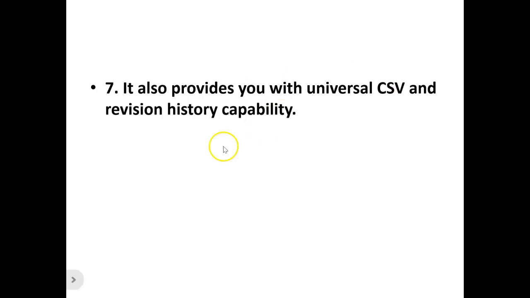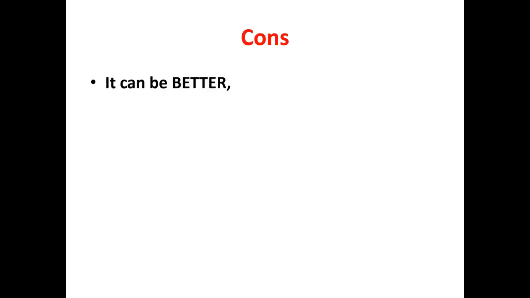Number 7, it also provides you with universal CSV and revision history capability. That is, On2Air allows you to access your data in a universal format that works outside of Airtable. By utilizing your cloud storage versioning, you can track specific changes to your files over time. So this provides a faster path to auditing and compliance, helping you to build a more transparent record-keeping system that doesn't rely on being logged into a specific SaaS platform.